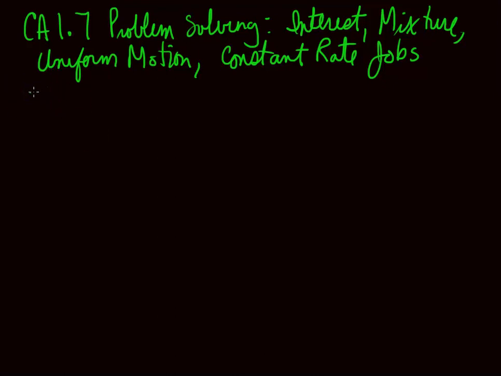Okay, Chapter 1, Section 7, the last section in Chapter 1, problem solving, and it covers interest, mixture problems, uniform motion problems, and what they call constant rate jobs. It's when you get one job done. The first objective is to translate verbal descriptions into math expressions.